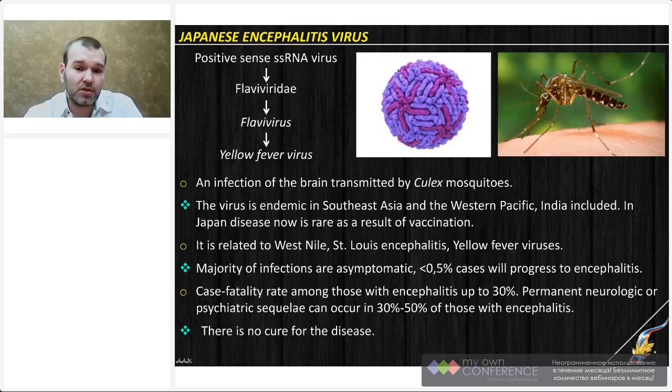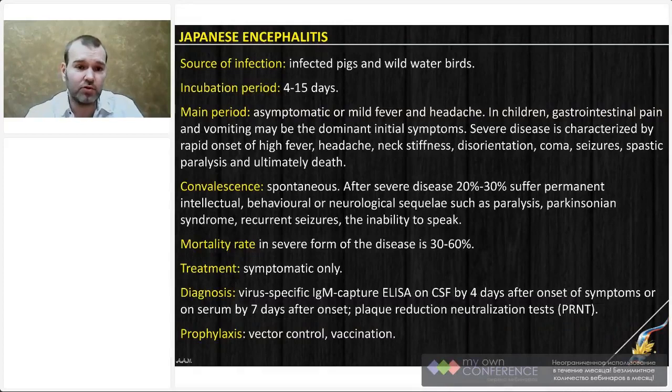In the major number of cases, symptoms will be very mild, not noticeable, or even absent, and only less than half of a percent of people will notice some symptoms, and usually they are limited to the central nervous system and manifest as encephalitis. In the case of encephalitis, the mortality rate is up to 30% in the most severe cases. Usually it is lower, but the disease can be complicated with permanent disorders or sequelae, in psychiatric state or different problems with the central nervous system. Again, similar to other diseases, we don't have any specific treatment.